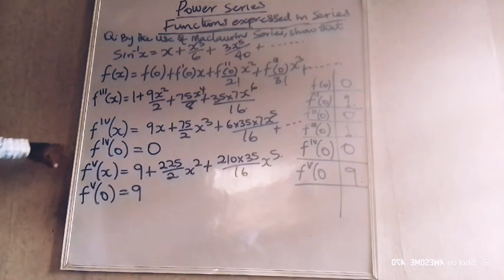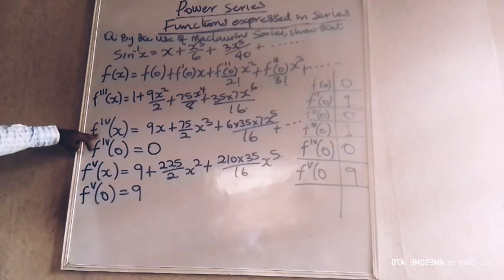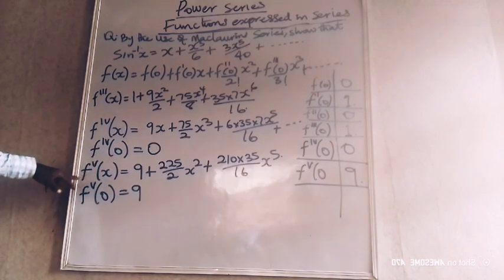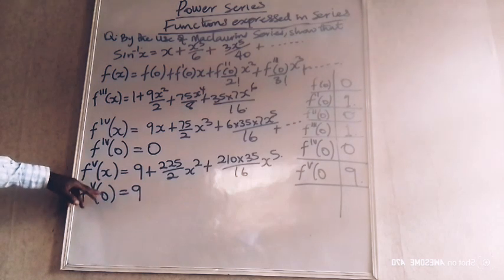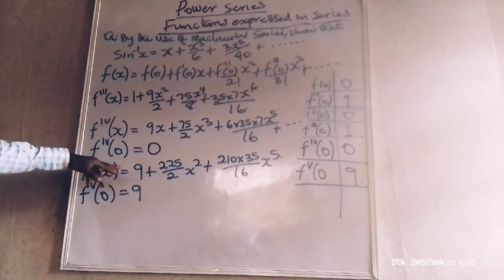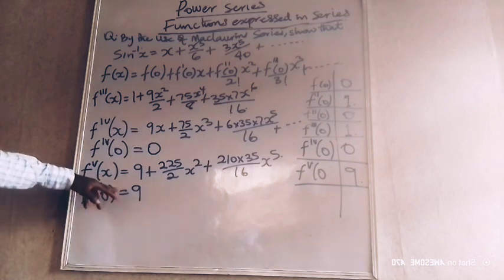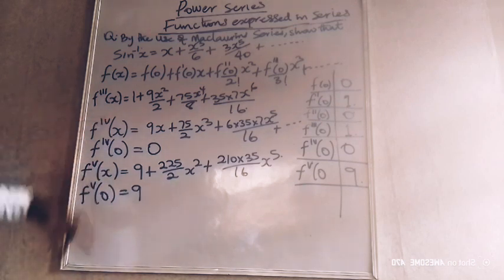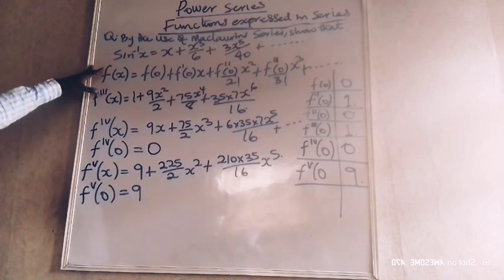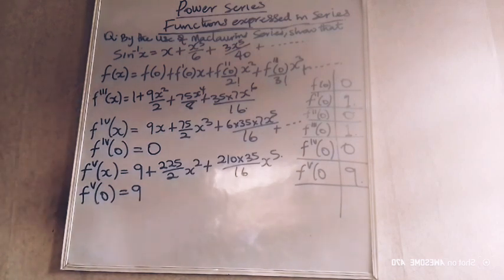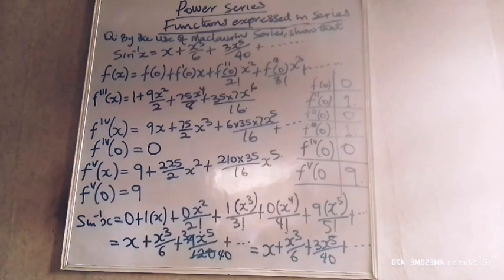So now, on differentiating f4(x), I got it. So on slotting in 0, I got 9. On differentiating f4(x), I got 9 plus 225 over 2 x squared plus. So I got this expression. So on slotting in 0, f5(0), I got 9. So let us now put this into our Maclaurin series and see what that gives us. So those are the values of our f that we will be slotting in to get our coefficients.